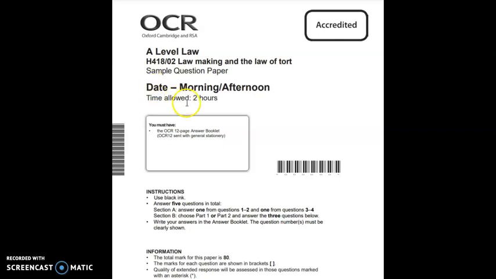So this particular exam, you'd be allowed 2 hours to answer it, and you need to answer a total of 5 questions. In section A, you're going to answer 1 question out of a choice of 1 and 2, and 1 question from a choice of 3 and 4. And in section B, you're going to choose part 1 or part 2 and answer the 3 questions below. And you can see here that the total mark for this paper is out of 80. So let's scroll down and have a look at the different exam questions, because that sounds a little confusing, but it makes much more sense when you actually look at the paper.